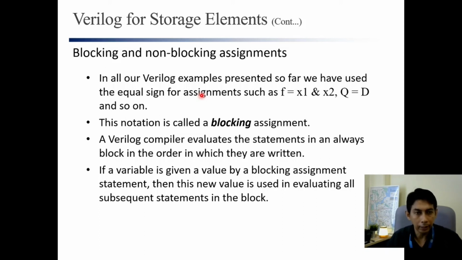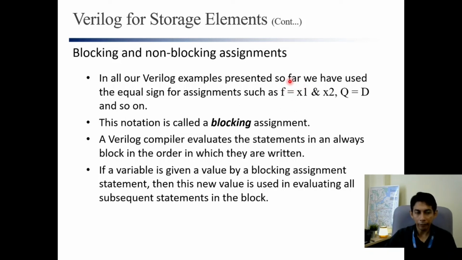What is assignment? Assignment is simply an equal sign that we have learned. So this is assignment. f equal to x1, this is assignment. x1 and x2, Q equal to D, so this is assignment. But before now, what we learn is only one type of assignment, right? Only the equals symbol. This is called blocking assignment.